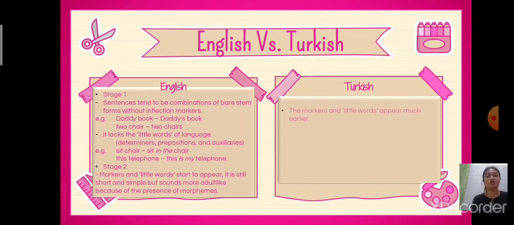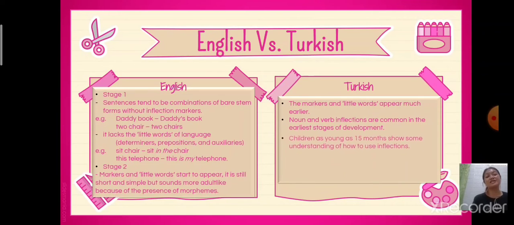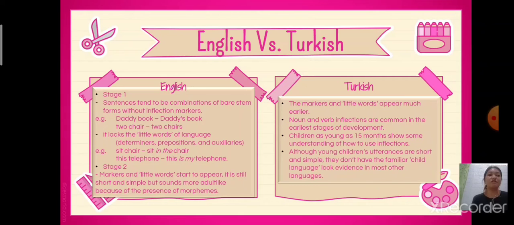However, in the Turkish language, it is the opposite. So the earlier the child knows the language, markers and real words appear at the early stage. And noun and verb inflections are common in the earliest stages of development. At the age of 15 months, so 1 year and 3 months, the child already knows how to use inflections. And although young children's utterances are short and simple, they don't sound like child language. So they may be heard as an adult-like kind of language.